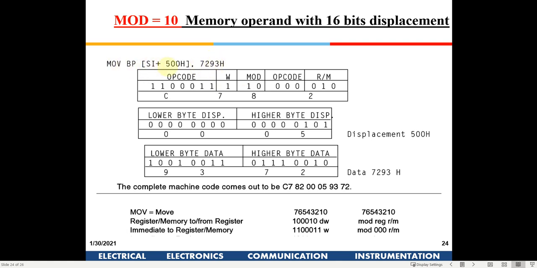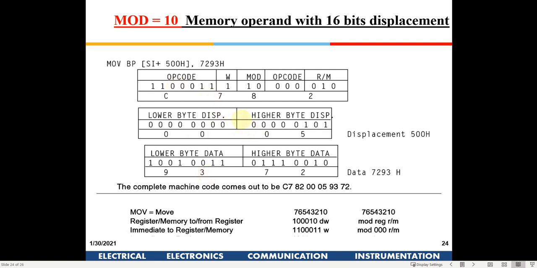Now the MOV opcode is written here, right? W is equal to 1 because it is a word. Mod is 10 because we are talking about a 16-bit displacement. Then 7293 is the immediate data, so the higher byte 72 and 93 are written here.